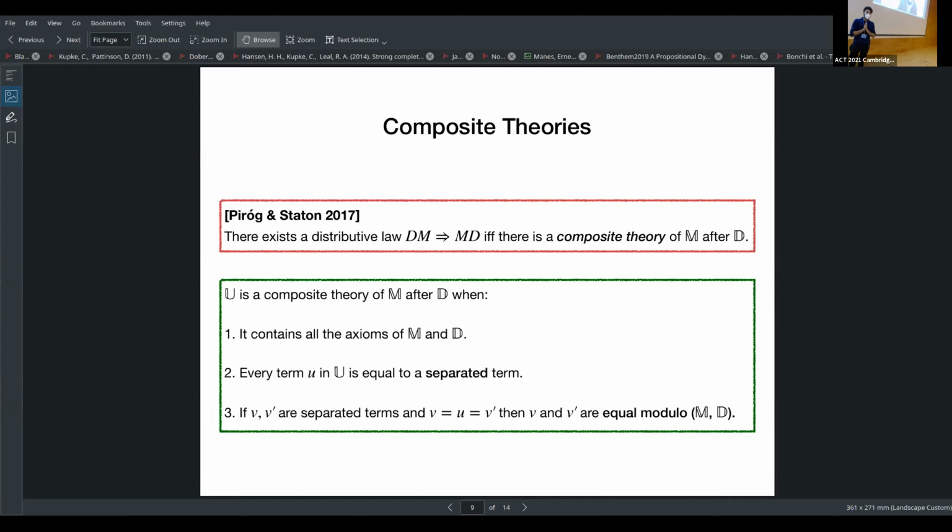Now, what does it mean to have a composite theory? Well, you really need to satisfy three things. First, your theory needs to contain the axioms of both the theories of the two monads that you're considering. Secondly, any term in your theory needs to be equal to what's known as a separated term. So I'll talk a bit more about what that is. And finally, there's this condition of equality modulo. I'm not really going to get into that one, partially because I myself don't have a great intuitive understanding of it yet, to be honest with you. Next slide, please.